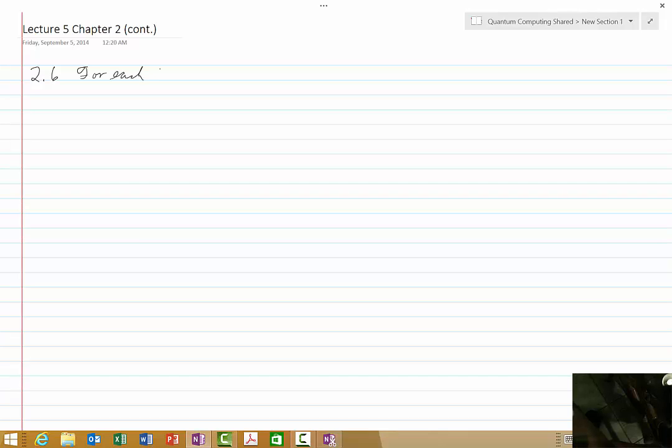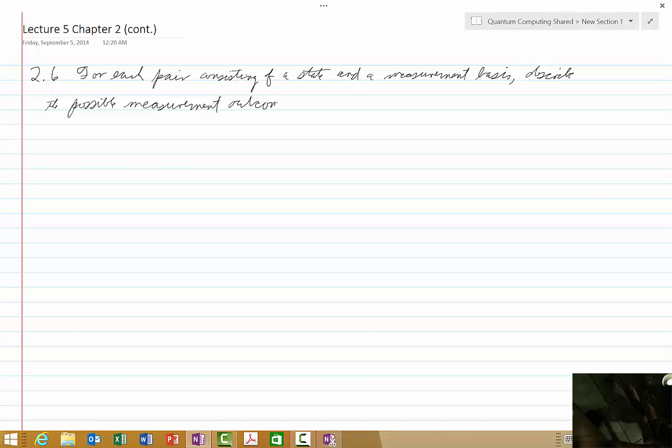this exercise has the following instructions. It says, for each pair consisting of a state and a measurement basis, describe the possible measurement outcomes and give the probability for each outcome.